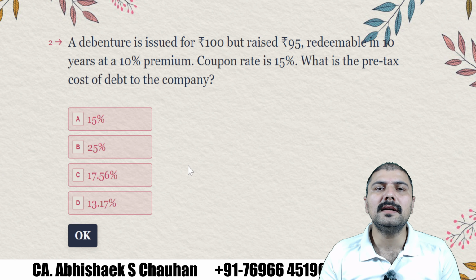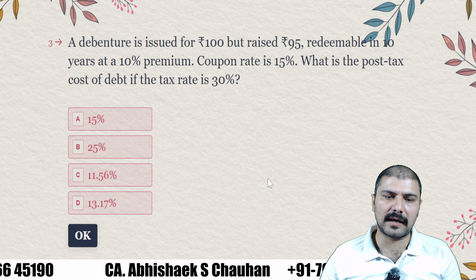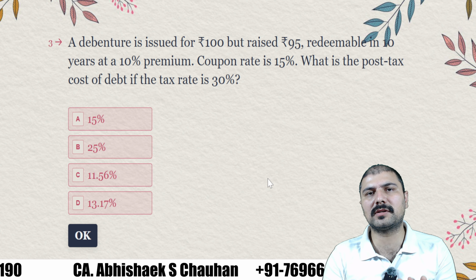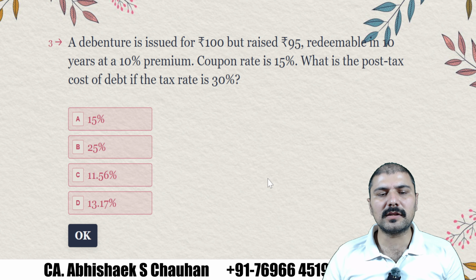Next question. A debenture is issued for 100 but raised 95, redeemable in 10 years at 10% premium, coupon at 15%. Same question is there, but now the question is asking what is the post-tax cost of debt if the tax rate is 30%. How to calculate that, sir? Pre-tax cost of debt into 1 minus tax. The tax effect has to be reduced. So 16.51 into (1 minus 30%). The correct answer for that will be 11.558, right? So 11.557 or 11.558 or 11.56. 11.56 is the correct answer. Moving down to the next question.